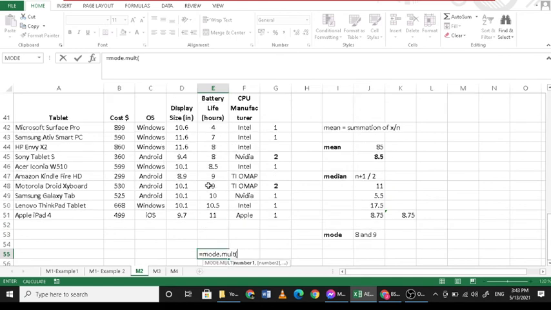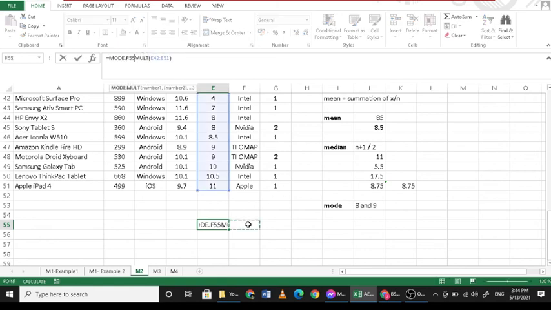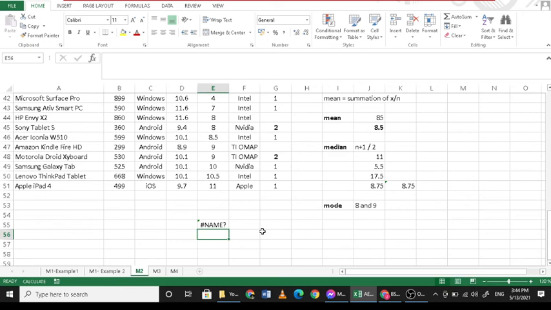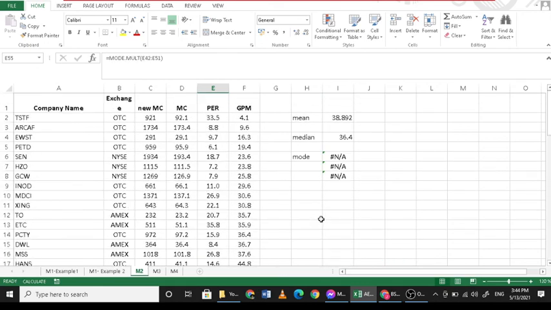Then let's use your battery life, because we already proved earlier that this has a mode. Okay? So it returned 8 but not 9, right? So please be careful in using that one, because it will only return one of the modes. We should use mode multi, which should actually return both. At least that's correct. Please be careful in using that one.